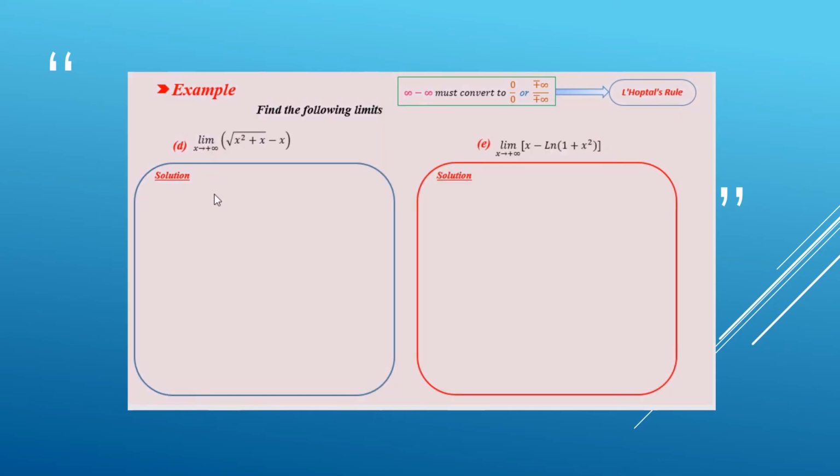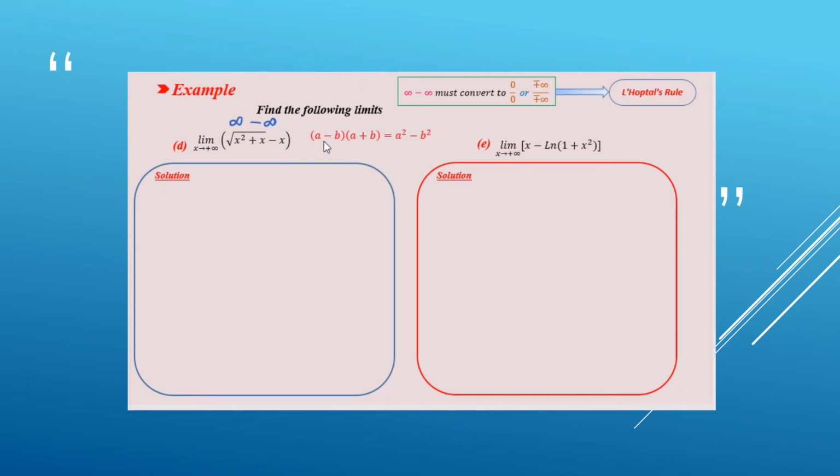In part D, you have to find the limit of square root of x squared plus x minus x when x goes to positive infinity. By direct substitution, we have square root of infinity squared, which is infinity, minus infinity. So you have to convert it to 0 over 0 or infinity over infinity to use L'Hopital's rule. So how to do this? Here you have to use the conjugate.